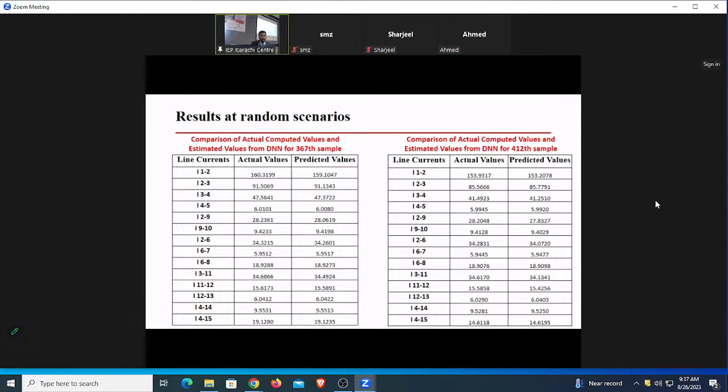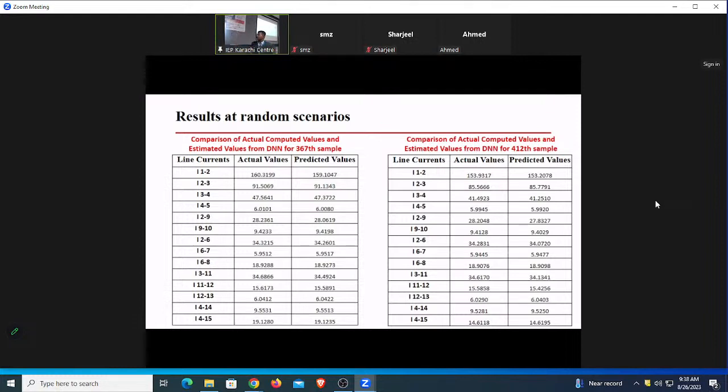As I discussed earlier, I separated 503 samples from our data which are not taking part in neural network training. From those samples, we picked random samples, 367, and these are the actual values and predicted values. So here we can see there are minor differences. So our model is perfectly trained.